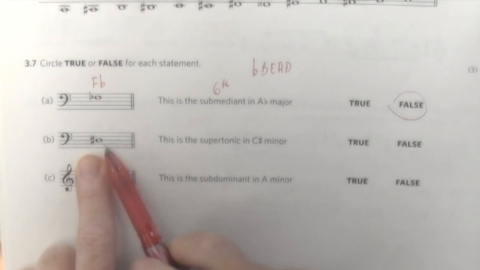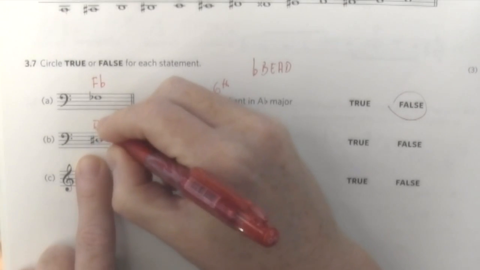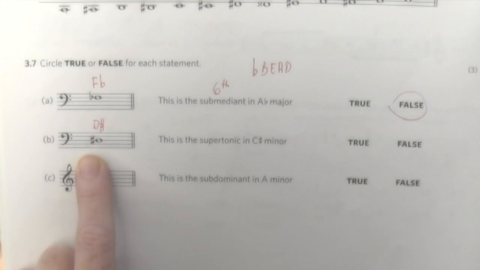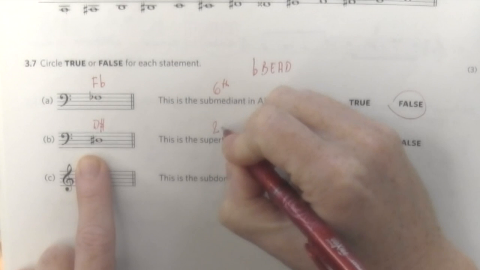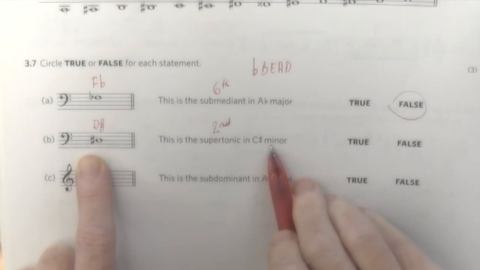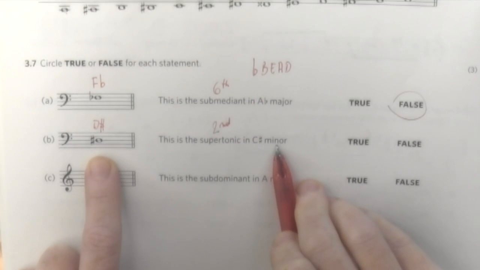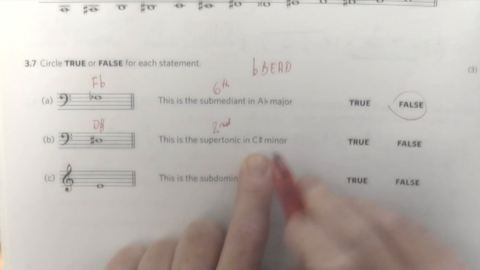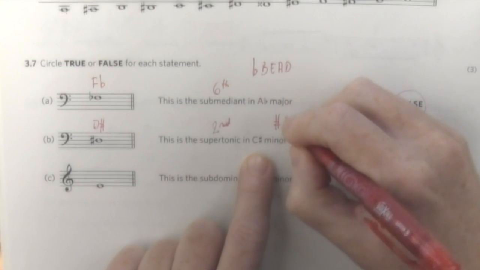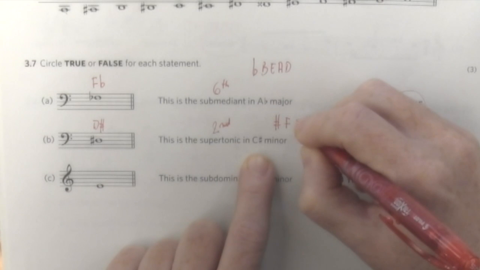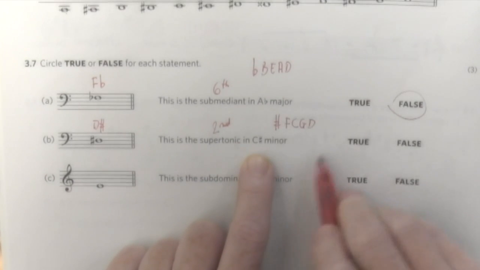This note, which is Re sharp, they say is the supertonic, so the 2nd degree of C sharp minor. I think so, because C sharp minor is the relative minor of E major, and E major has 4 sharps. E major minus a semitone is D.